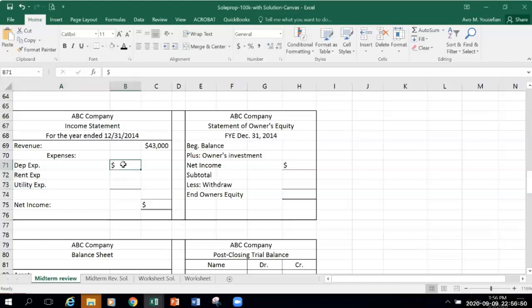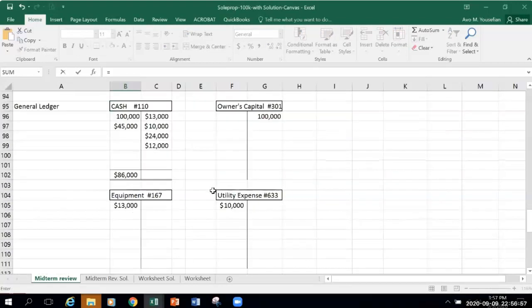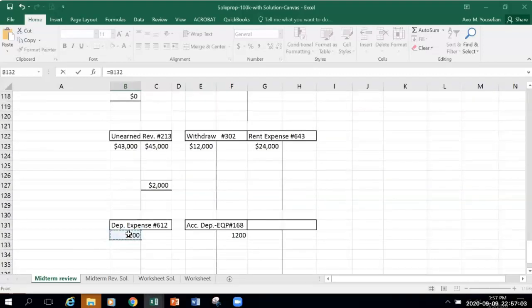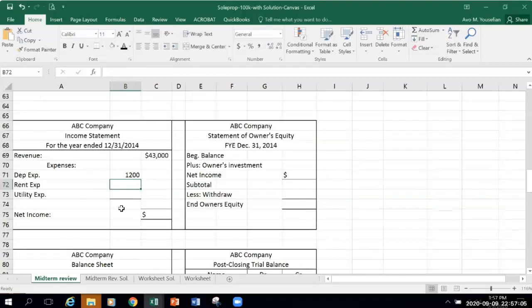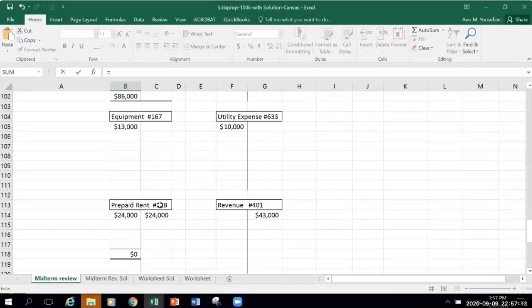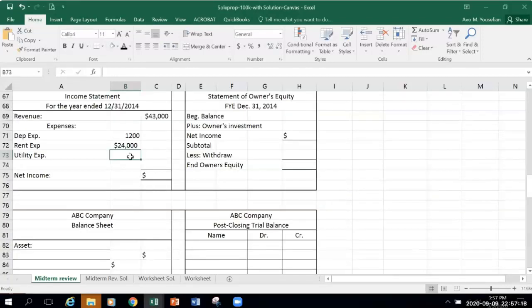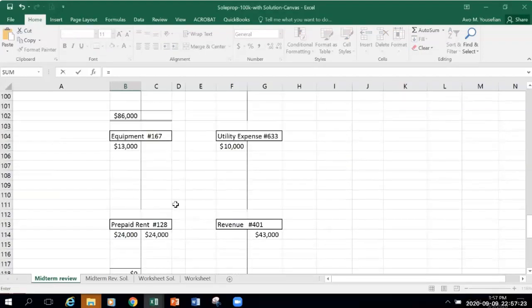Here we go. You say equals to. So my depreciation expense, go down to depreciation expense. It will be that box. Enter. Rent expense will be equals to rent expense, which is that, and utility expense, which is equals to utility expense, that box. Enter.